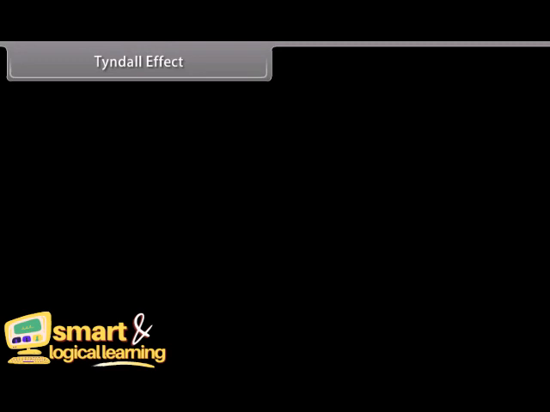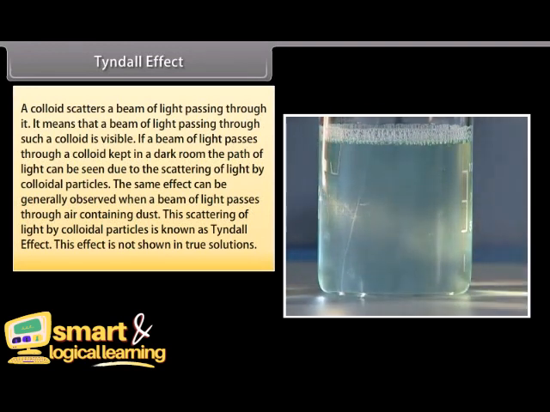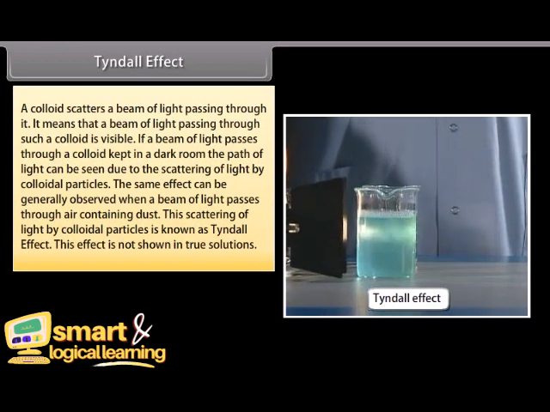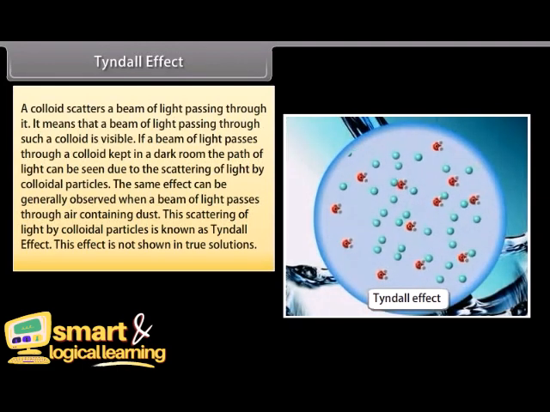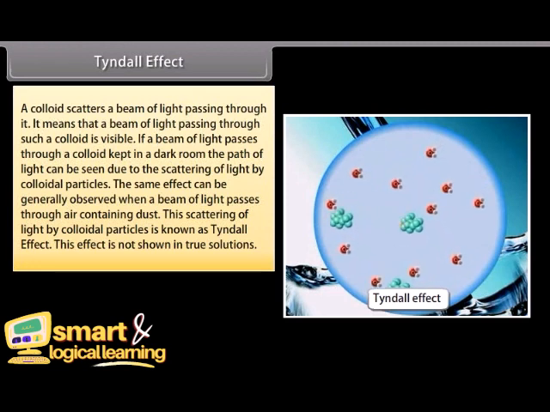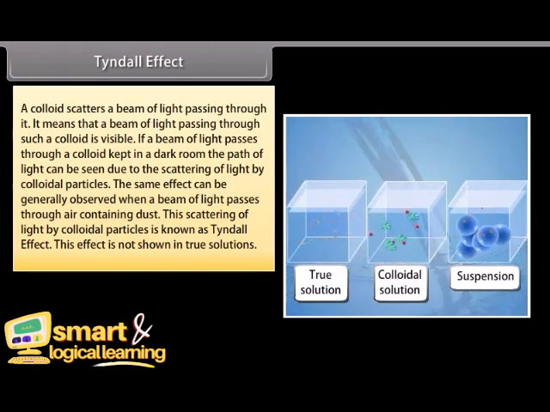Tyndall effect. A colloid scatters a beam of light passing through it. It means that a beam of light passing through such a colloid is visible. If a beam of light passes through a colloid kept in a dark room, the path of light can be seen due to the scattering of light by colloidal particles. The same effect can generally be observed when a beam of light passes through air containing dust. This scattering of light by colloidal particles is known as the Tyndall effect. This effect is not shown in true solutions.